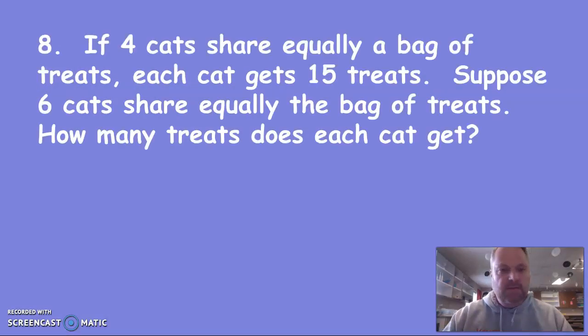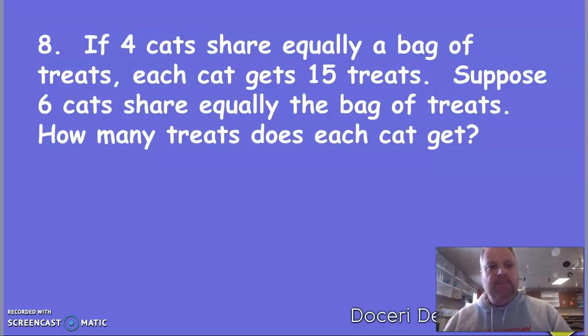Let's move on to number 8. If 4 cats share equally a bag of treats, each cat gets 15 treats. Suppose 6 cats share equally the bag of the treats. How many treats does each cat get? Okay, so what they're telling us is that we have a certain number of treats. Let's just call it T. That's how many treats we have.